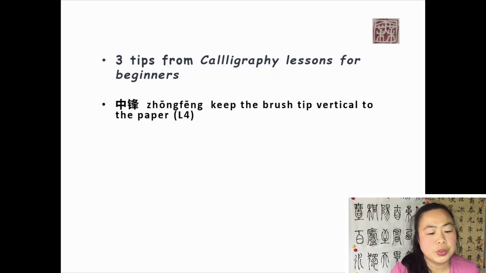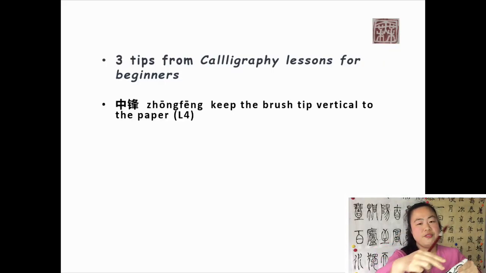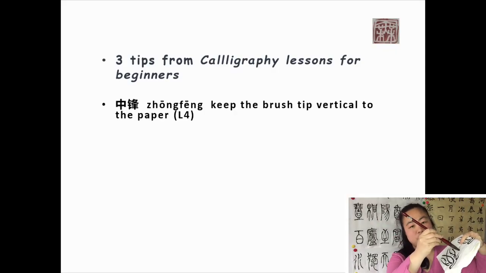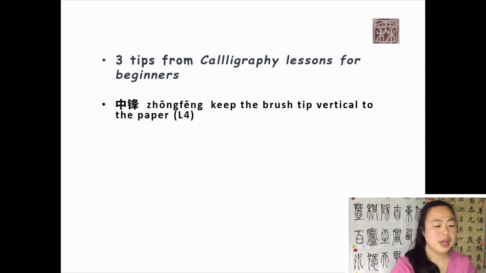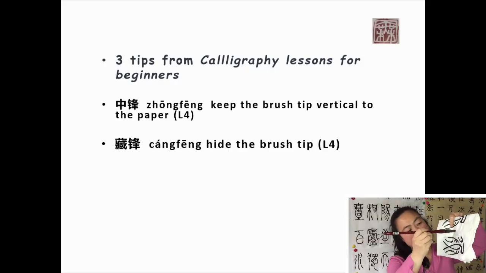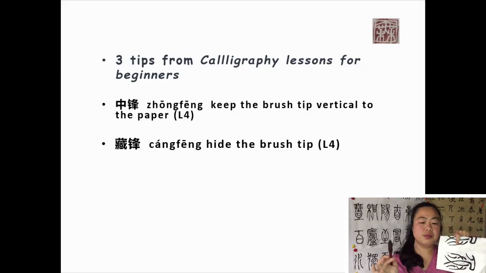中锋 means you keep the brush tip vertical to the paper. So like this is a paper and this is a brush. We keep it vertical. When you are writing, you write like this. How about if the surface turns into like this? You also need to change your direction. Always keep vertical. Okay, and then the second one is 藏锋. 藏锋 means you need to hide the brush tip in the writing stroke.